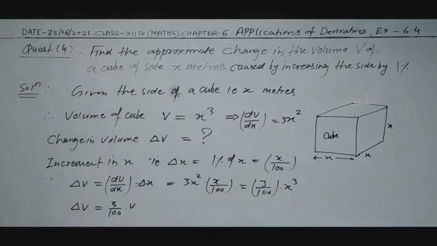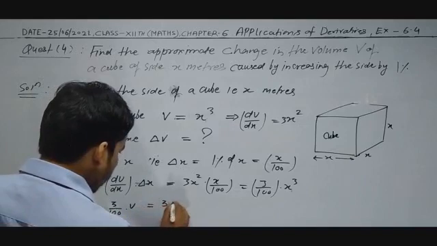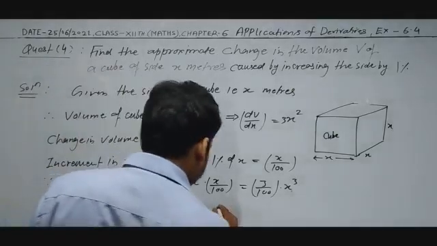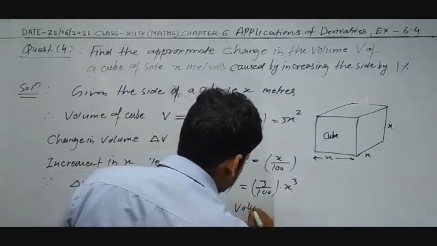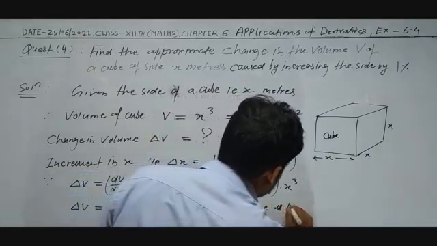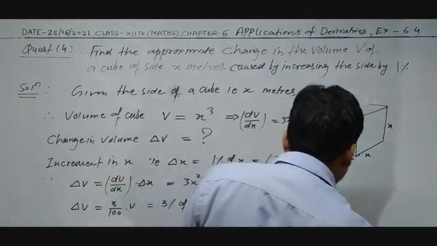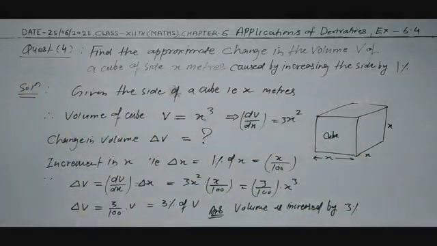So what you can say? You can say this is 3% of V, means volume is increased by 3%. So now you can write the answer. Volume is increased by 3%. So this is the answer.